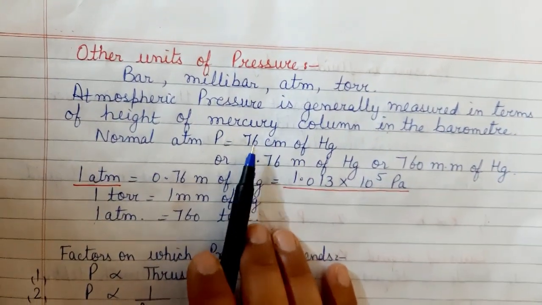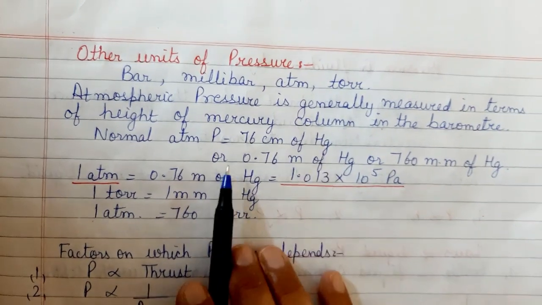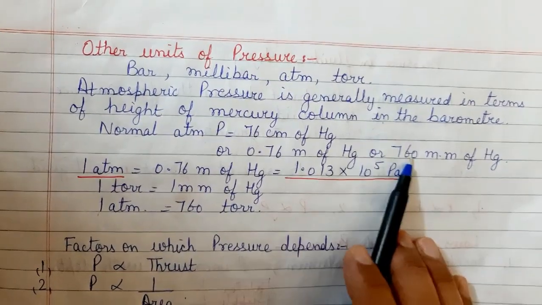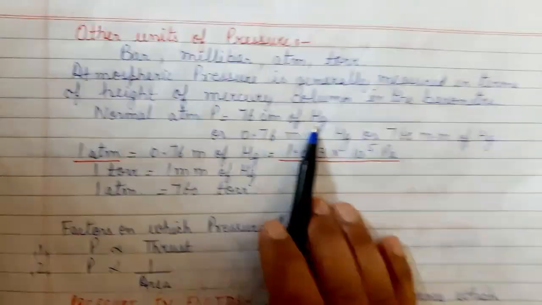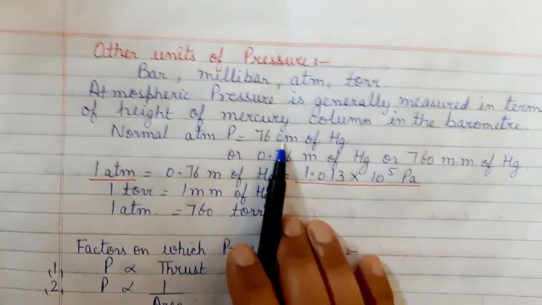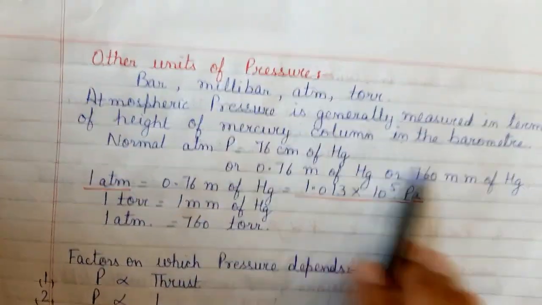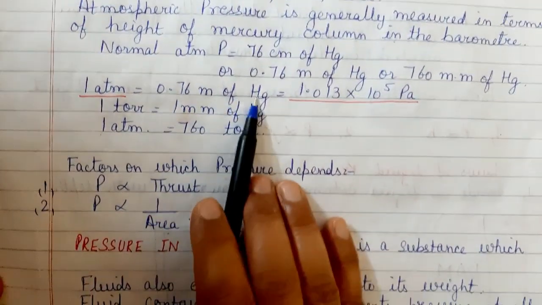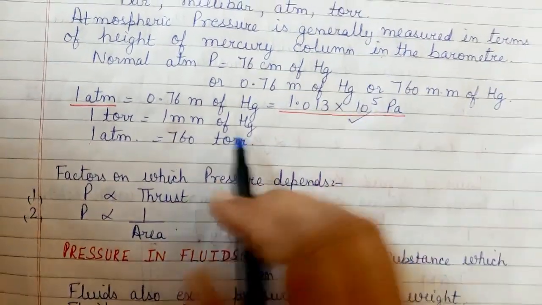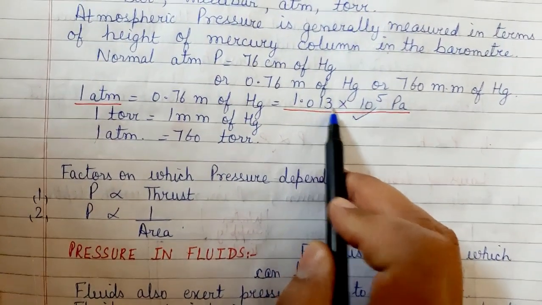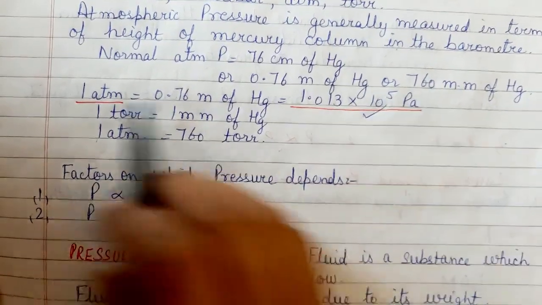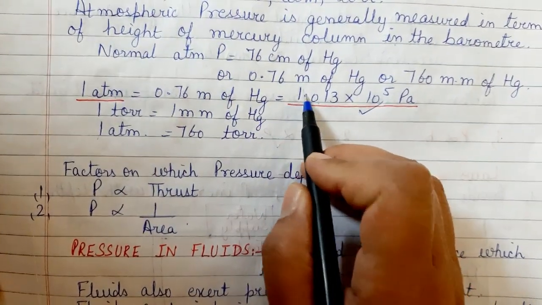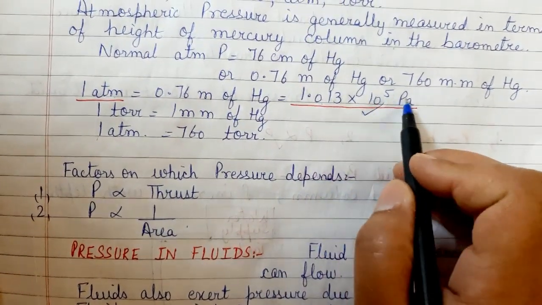It is equal to 76 centimeters of mercury, which is also equal to 0.76 meters of mercury, or it could be 760 mm of mercury. Okay, so all these are the same values, only I have done the conversion from centimeter to meter and from centimeter to millimeter. So I say that 1 atmosphere is equal to 0.76 meters of mercury, and you have to learn this value, which is equal to 1.013 into 10 to the power 5 pascals. So you should know that 1 atmosphere is equal to 1.013 into 10 to the power 5 pascal.